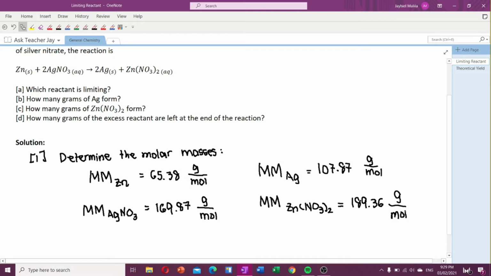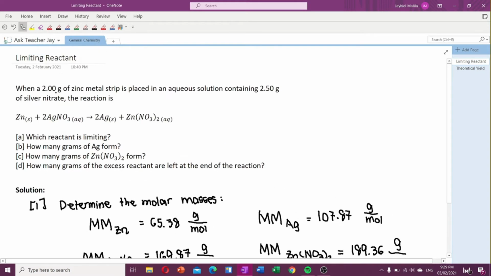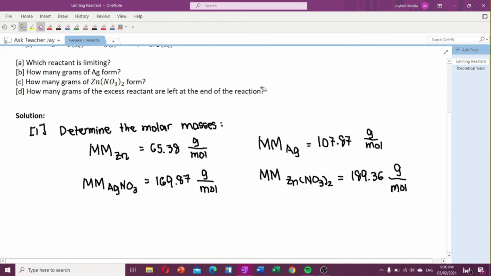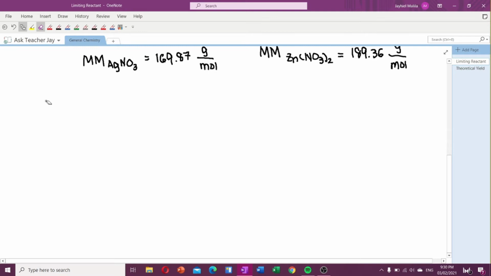Next, I will be converting the reactants, namely the 2 grams of zinc and the 2.5 grams of silver nitrate, into moles. But of course, I will be using the molar masses. Okay, so let's go to step number 2: convert grams of reactants to moles.